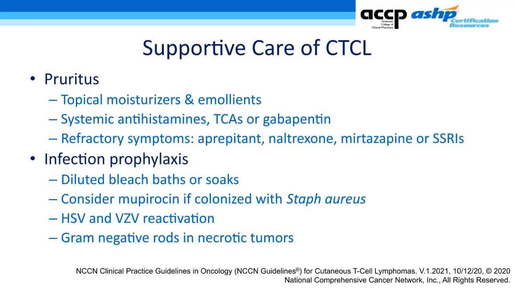Things like topical moisturizers and emollients, as well as systemic antihistamines or gabapentin can be used. And for refractory symptoms, you could use things such as aprepitant, naltrexone, Remeron, or other SSRIs. These patients are very prone to infections, both gram-positive and gram-negative. These patients can be advised to actually take baths in diluted bleach water. And we should consider prophylaxis for both HSV and VZV in these patients.